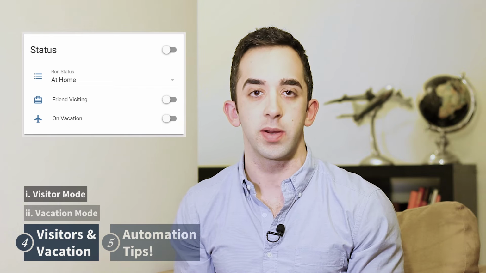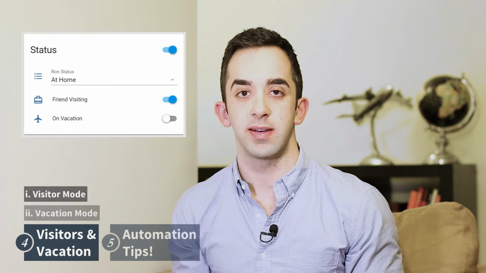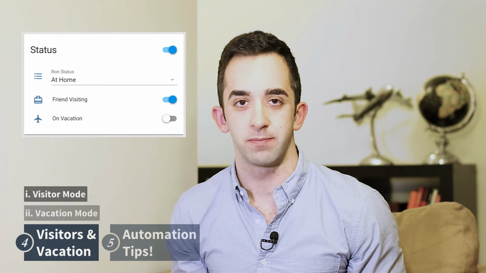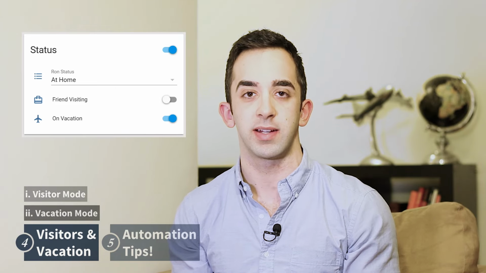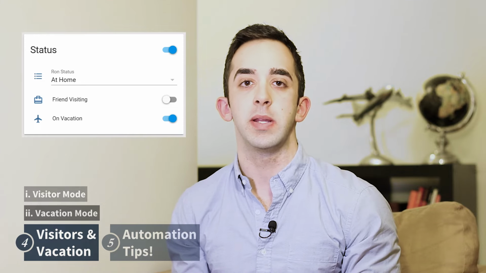I described how my setup works normally. I also have special automations when my girlfriend is visiting or when I'm traveling. The system goes into visitor mode when my girlfriend's phone connects to the network. That way, the bedroom lights won't leave her in the dark when I hop on the computer, which has happened in the past. Similarly, the system goes into vacation mode when my phone hasn't connected for 24 hours. The lights turn on and off to simulate a person being home.